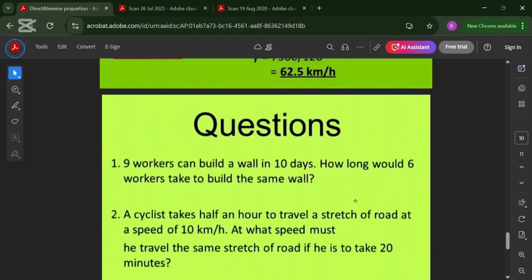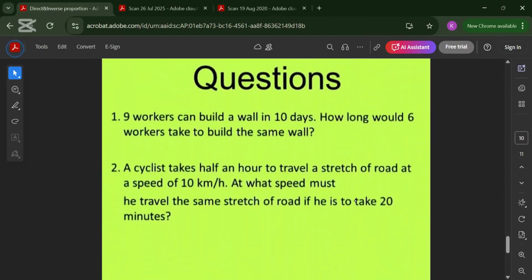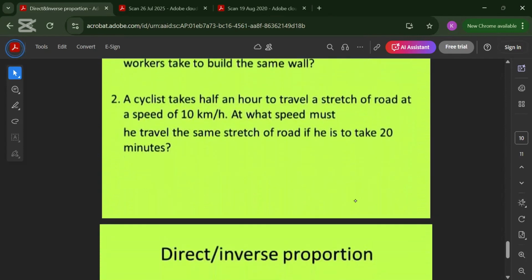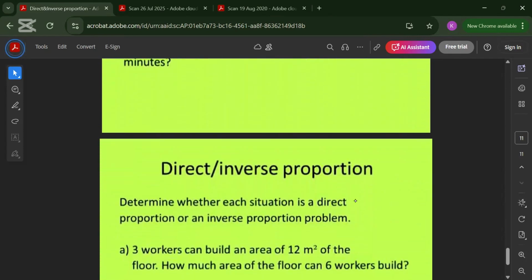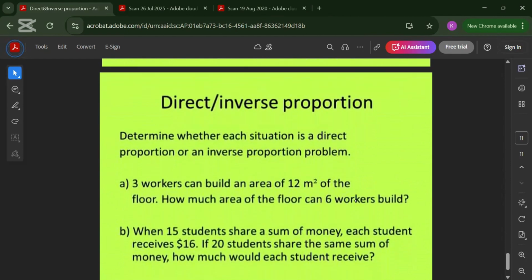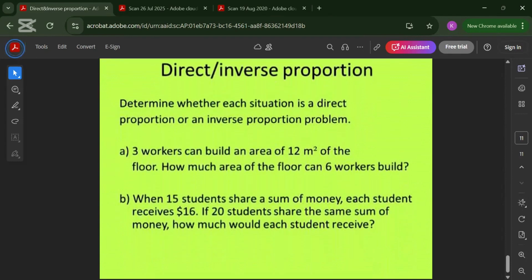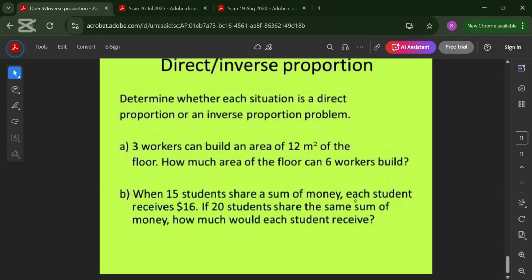Here are some practice questions with the explanation. I am sure students can try them. Now, here are again some challenging questions. In these challenging questions, it's written direct or inverse proportion, meaning they might be from the direct concept or they might be from the inverse. So go through the situations and check which kind of proportion each situation tells you about.